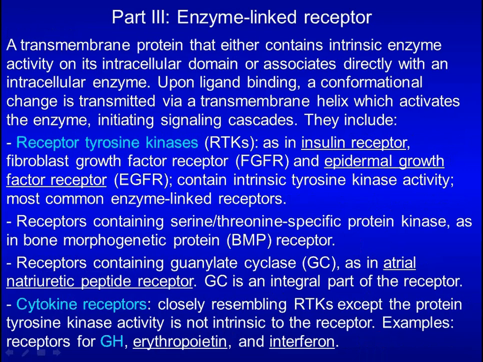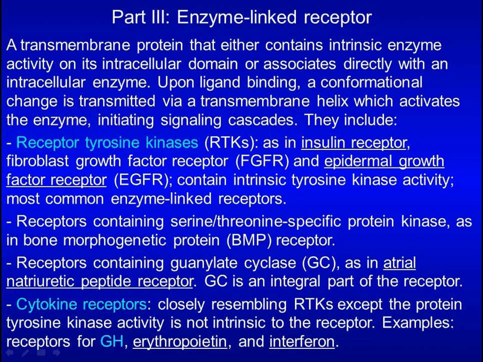Now let's move to part 3. Enzyme-linked receptor is a transmembrane protein that either contains intrinsic enzyme activity on its intracellular domain or associates directly with an intracellular enzyme. Upon ligand binding, a conformational change is transmitted via a transmembrane helix, which activates the enzyme, initiating signaling cascades.